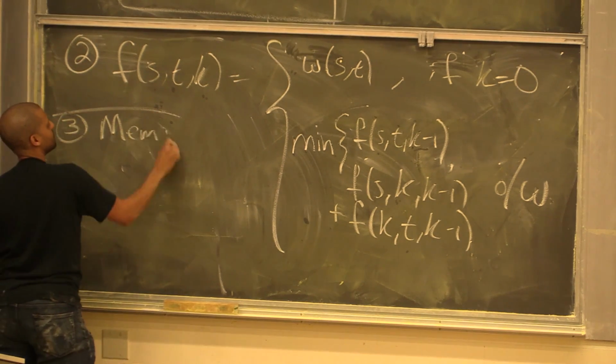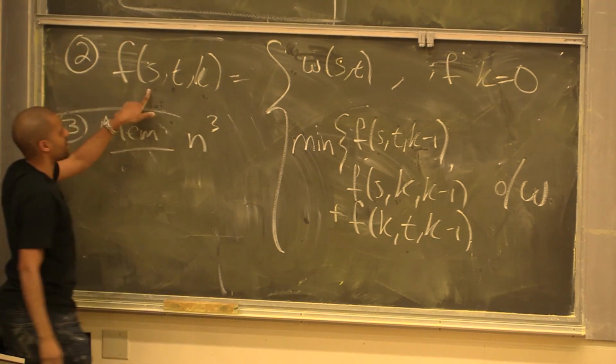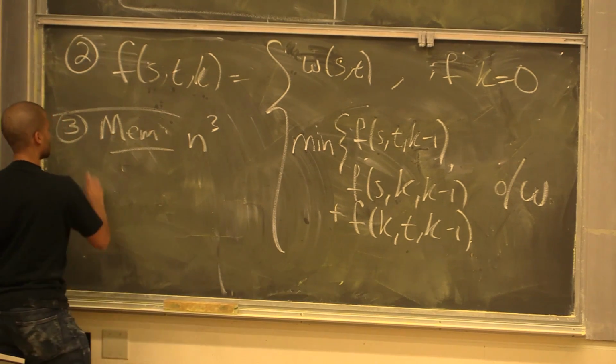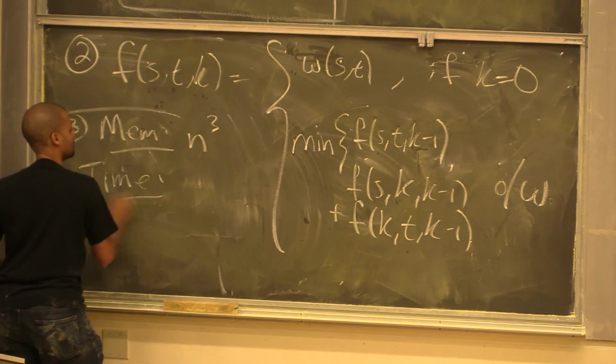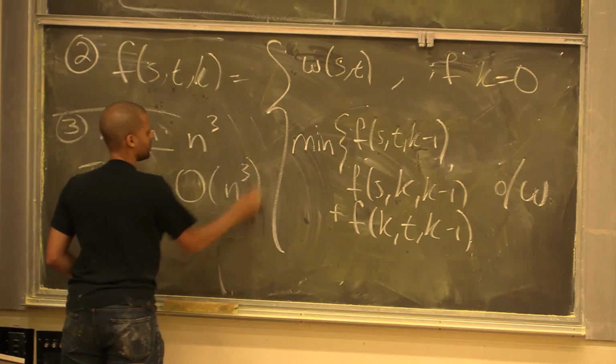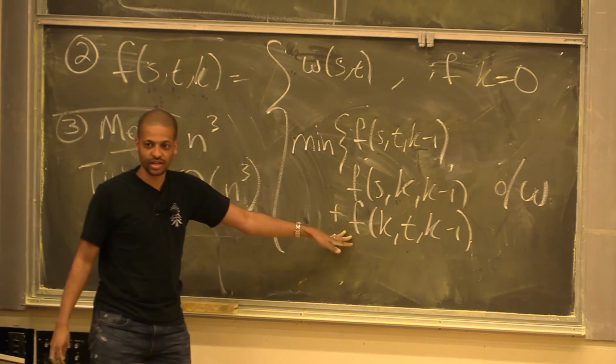What's the memory? N cubed. N possibilities for S, N for T, N for K. What's the time? Also O of N cubed. Because for each input, I do constant work.